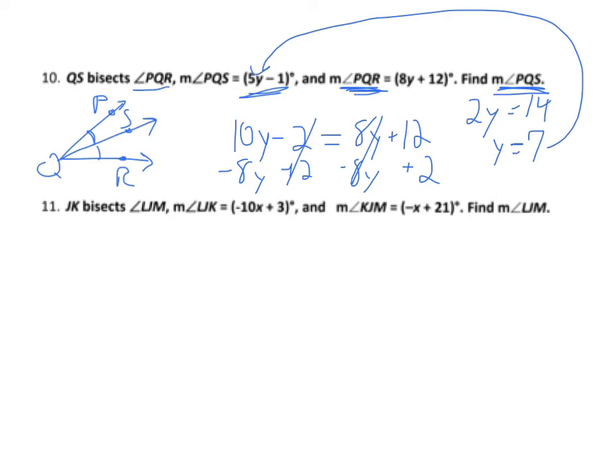5 times 7 is 35. 35 minus 1 is 34 degrees. So I know that the measure of angle PQS is 34 degrees. And if you want to double check, you can take that same y value of 7 and plug it into PQR, which is double the size. When you plug that in, you should get 68, which is exactly double.